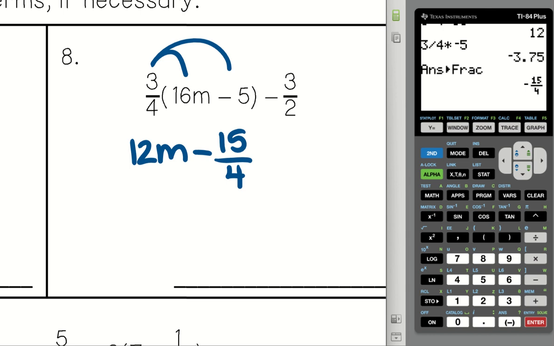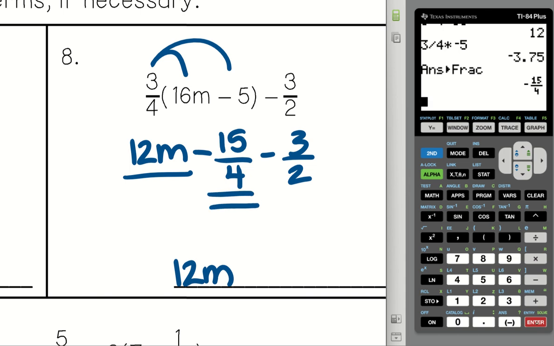Okay, now this minus 3/2 at the end, it's not in the parentheses, so we're just going to bring it straight down. It doesn't change. Now what we want to do is combine our like terms. So I have 12 m's and no other m's. Now we're going to combine our constants. So let your calculator be your friend.